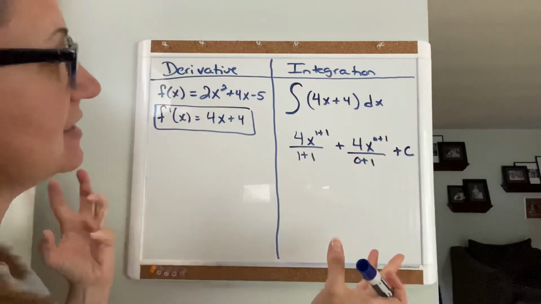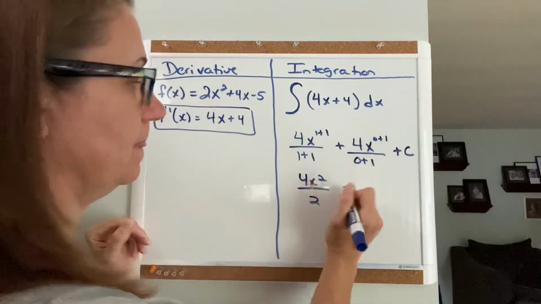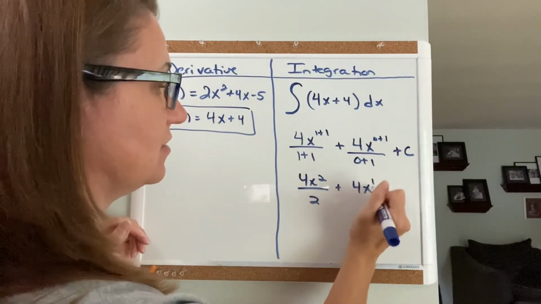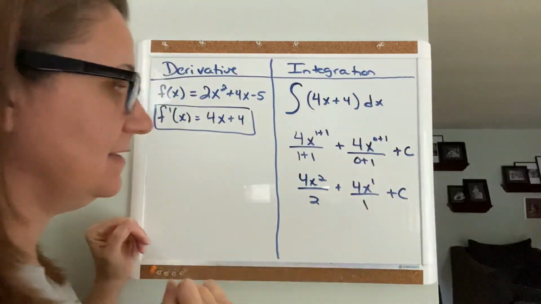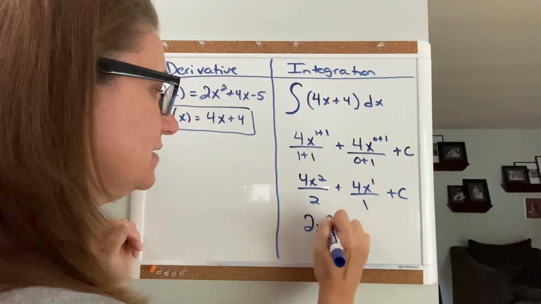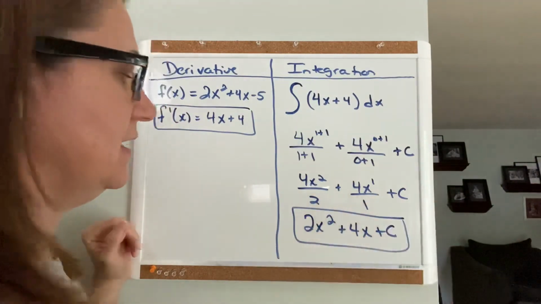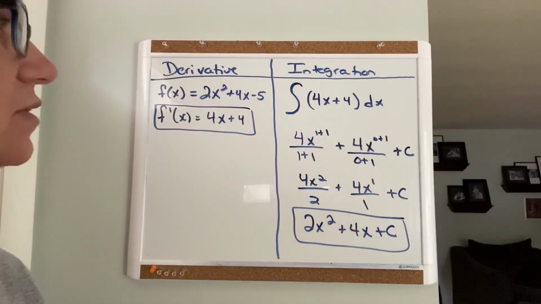So we're just going to clean this up. So this becomes 4x squared all over 2, plus 4x to the first over 1, plus c. And when you finish it, you end up with 2x squared plus 4x plus the constant. And this is your answer to your integral.